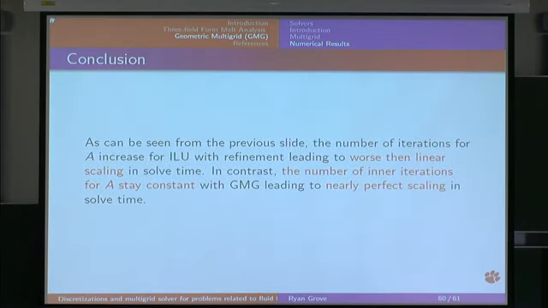All right, so in conclusion, as can be seen from the previous slide, the number of iterations for A increases for IOU with refinement, leading to worse than linear scaling in solve time. In contrast, the number of inner iterations for A stays constant with geometric multigrid, leading to nearly perfect scaling in solve time.